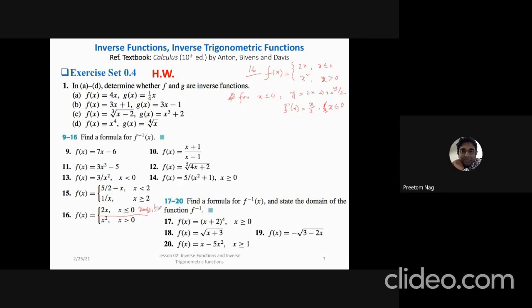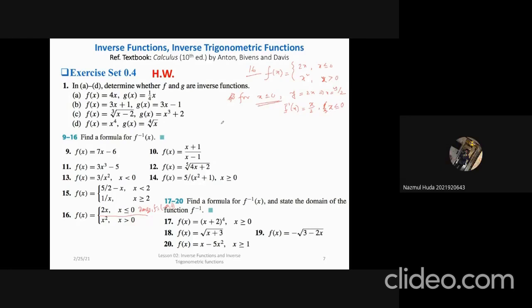Range of f in here, if x is less than or equal to 0, means x is negative, then 2x will also be negative, right? So the range of f for the first part will be minus infinity to 0. That is negative, isn't it? So the range of f for the first part will be the domain of f inverse of x when x is less than or equal to 0. Okay, is it okay? Yes sir.